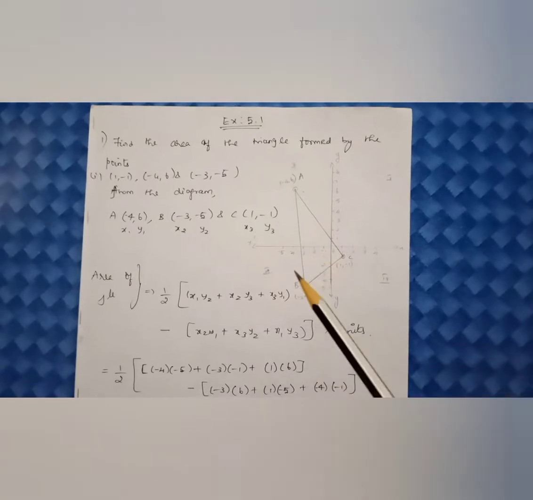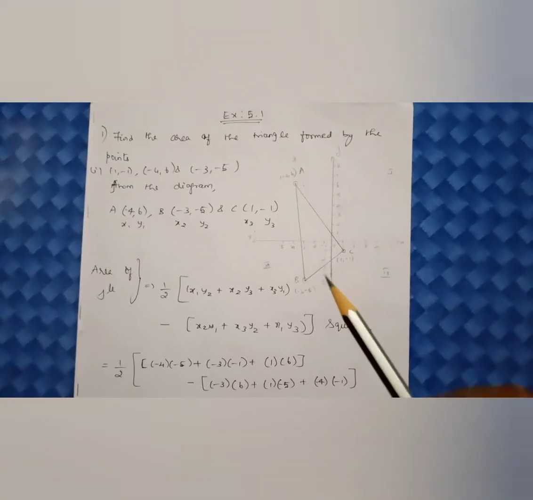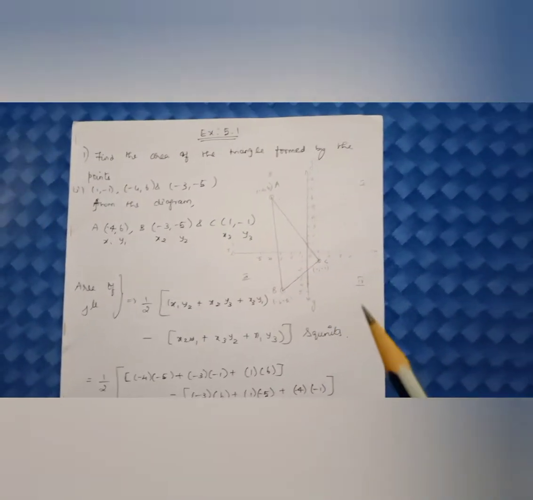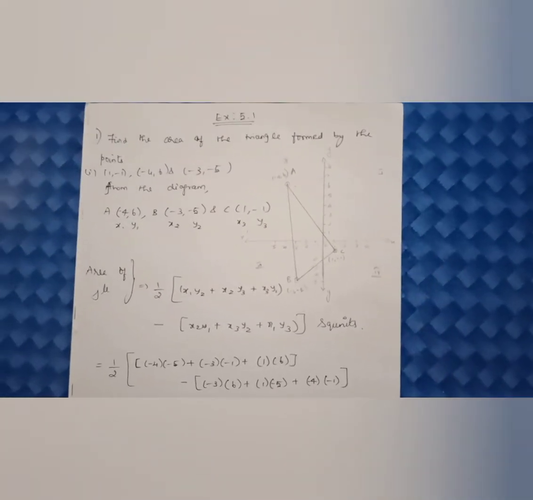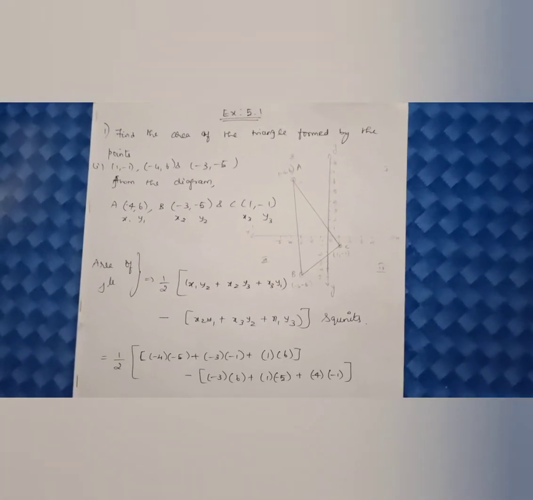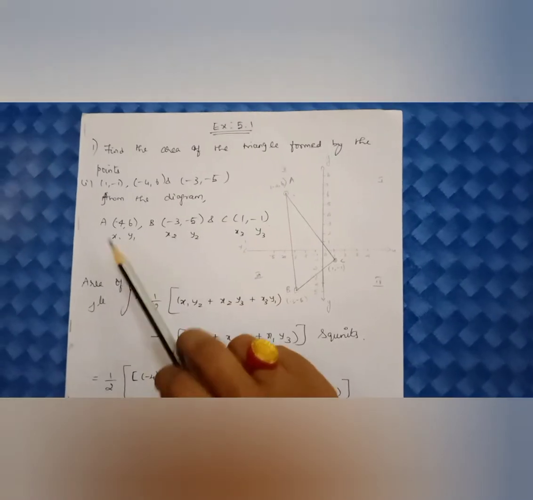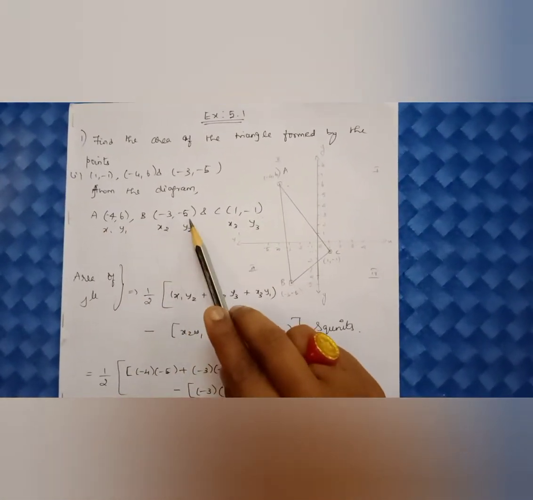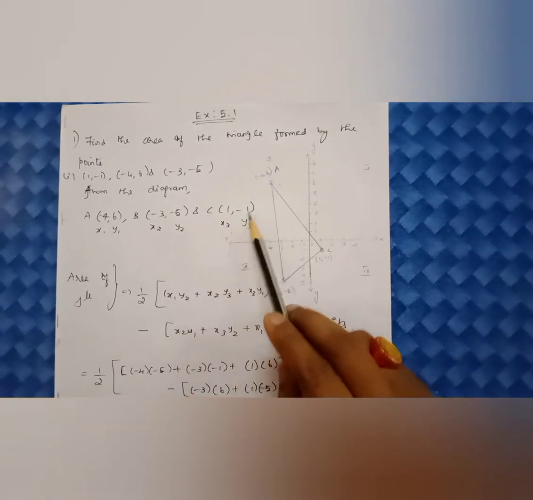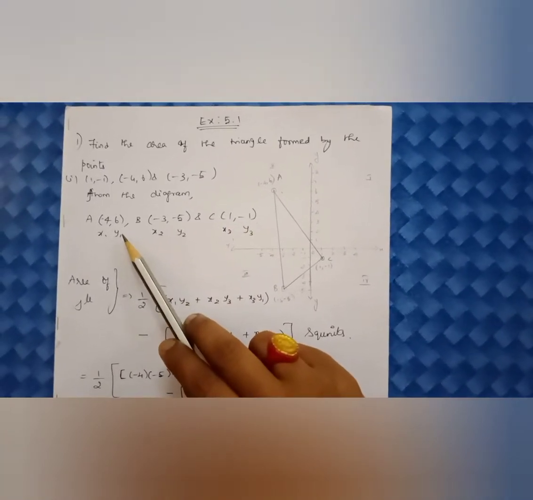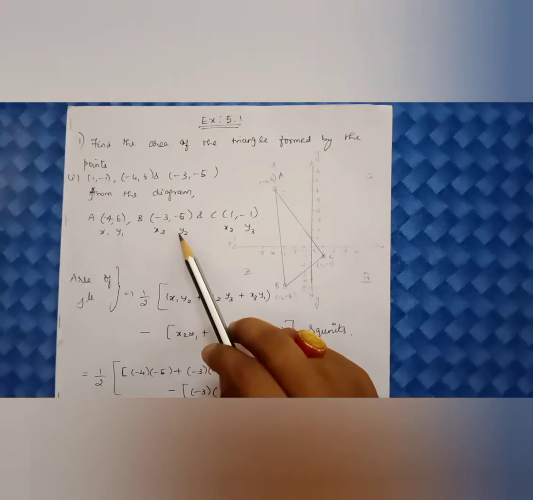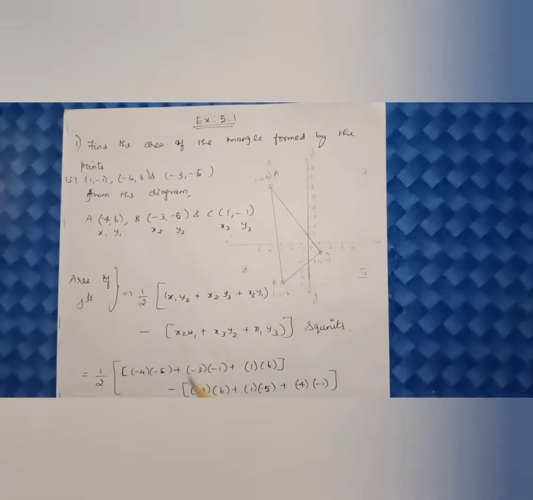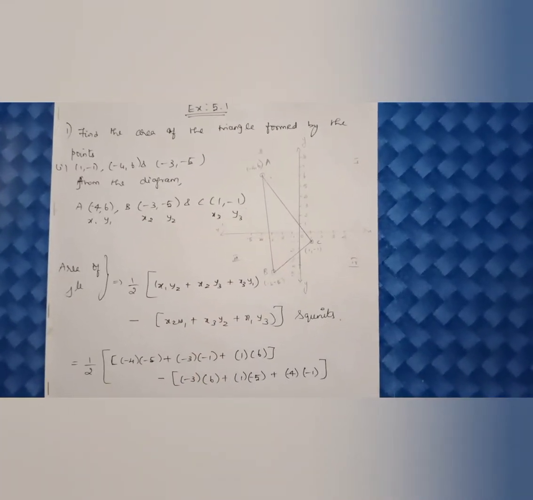That is why there will be a phrase mentioned in your question, taken in order, which means they have been properly plotted with respect to the quadrants in the graph. Okay, so after that, the points become A(-4, 6), B(-3, -5) and C(1, -1). So let me name the first point as x1, y1, second as x2, y2 and third as x3, y3. Now what is the area of the triangle formula?